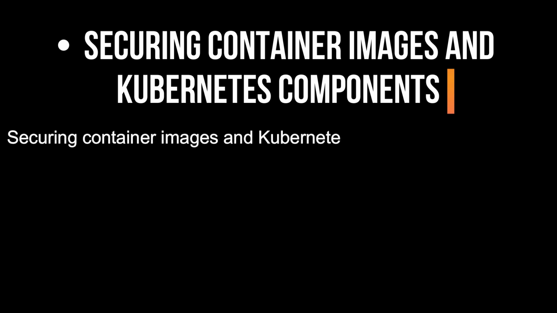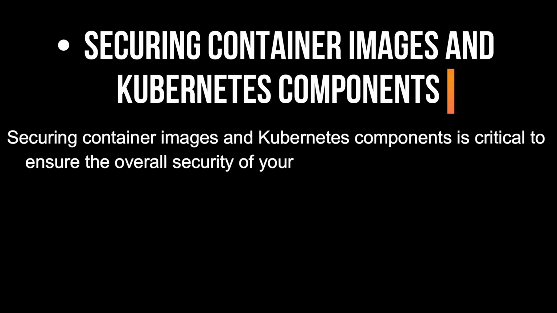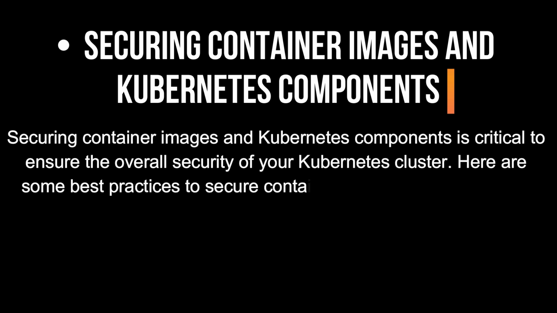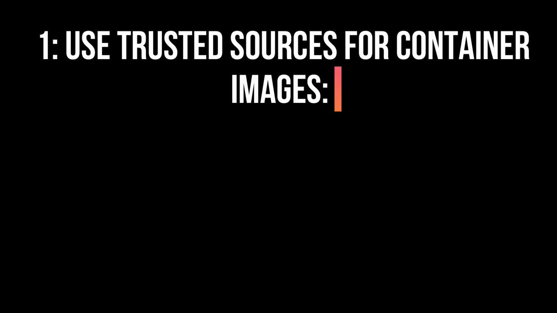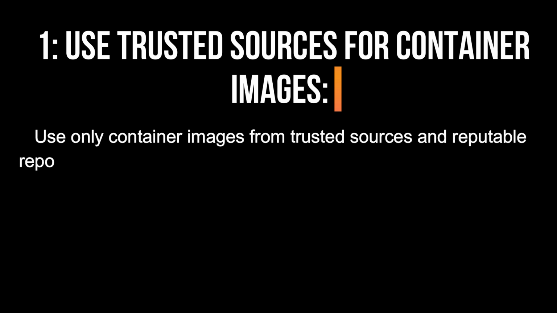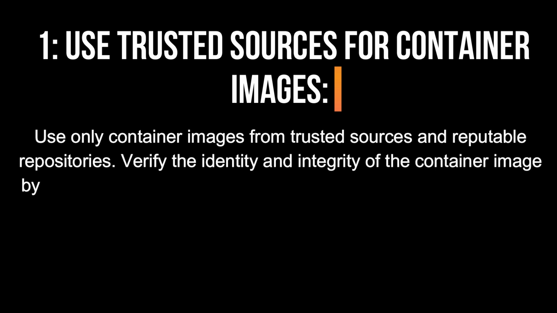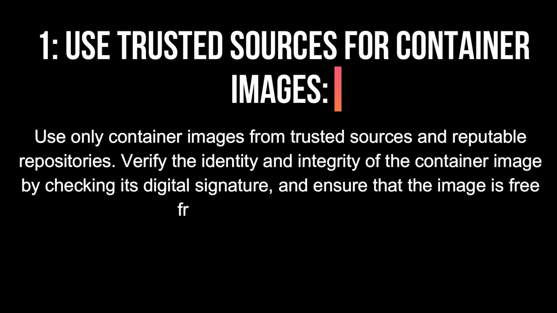Securing container images and Kubernetes components. Securing container images and Kubernetes components is critical to ensure the overall security of your Kubernetes cluster. Here are some best practices to secure container images and Kubernetes components. 1. Use trusted sources for container images. Use only container images from trusted sources and reputable repositories. Verify the identity and integrity of the container image by checking its digital signature and ensure that the image is free from known vulnerabilities.